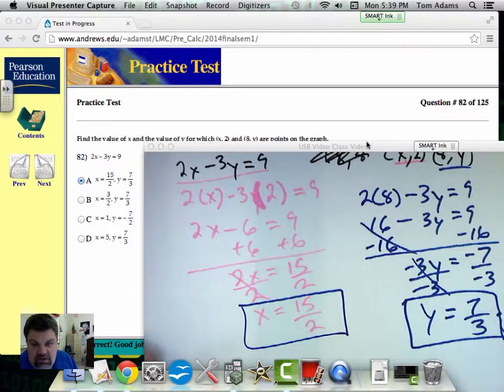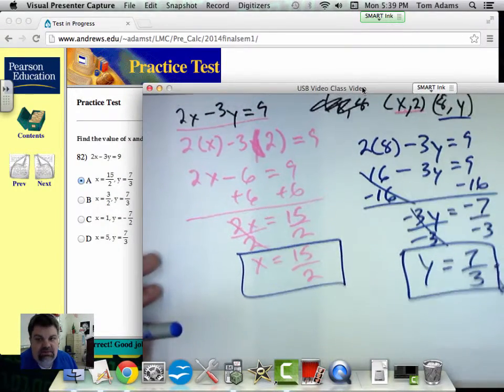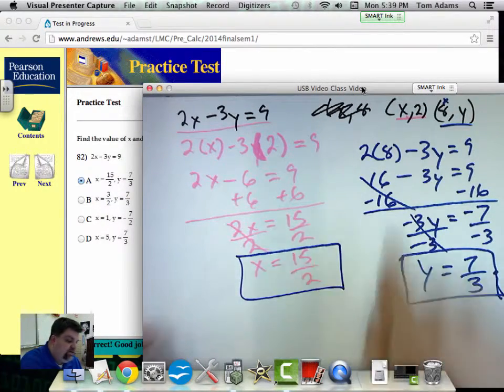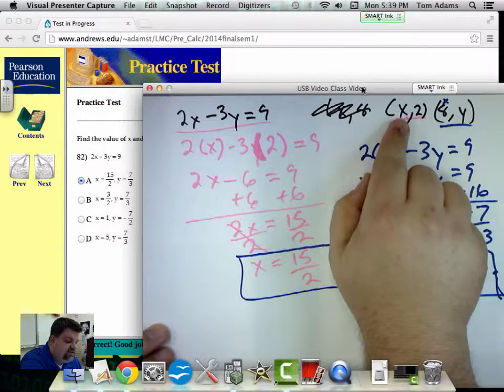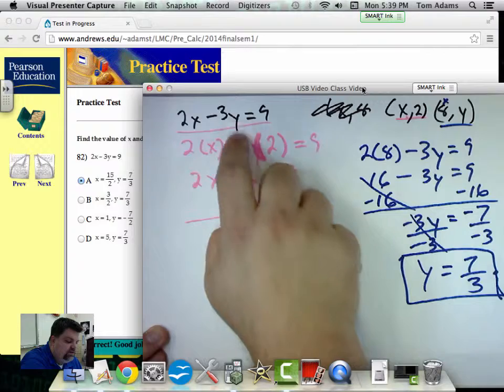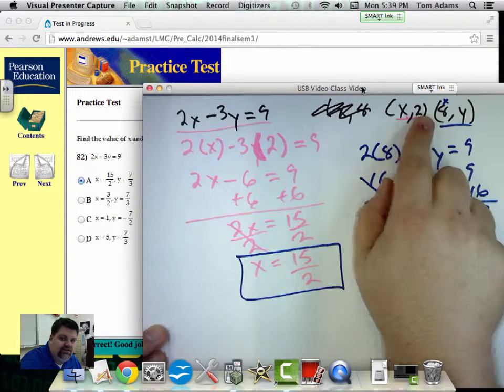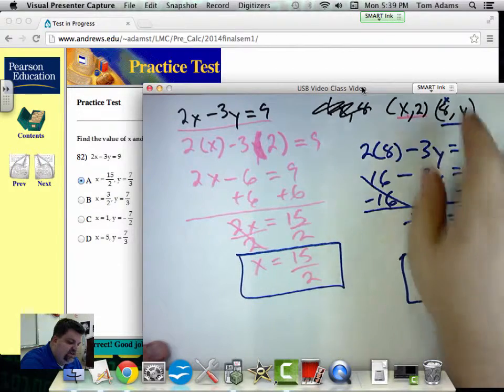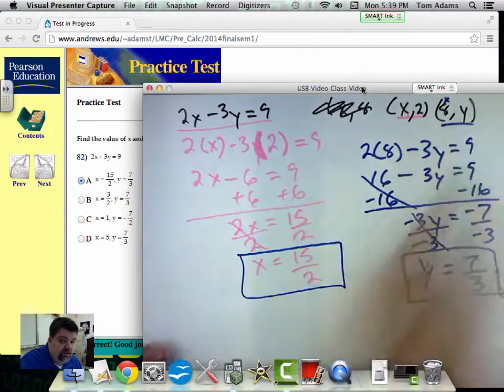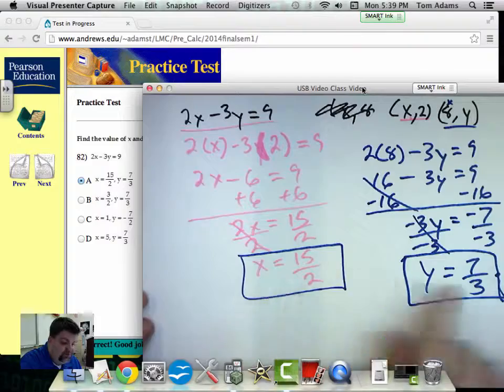Does that make sense? Let me slide that up here so you can see it a little better. So just to kind of recap, I just plugged this into the equation. Just left x is x, left 2 is 2, but plugged in 2 for y because technically it's (x, y), right? And then I did the same thing here, except I plugged in 8 for x and just left y as y. Solve for x and solve for y.